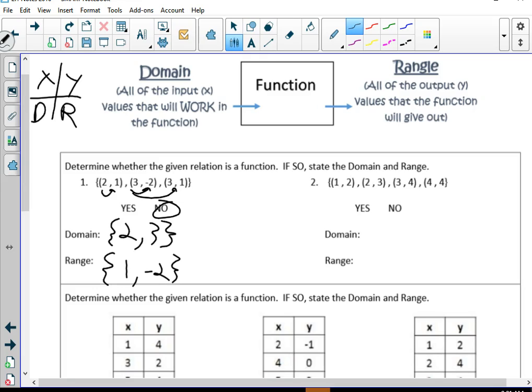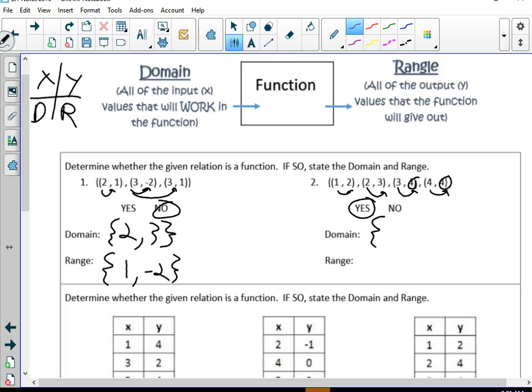Now, what's 1 going to give me? 2. Are there any other 1s here? No. What's 2 going to give me? 3. Are there any other 2s? No. What's 3 going to give me? Any other 3s there? No. What's 4 going to give me? 4. Now, do I have multiple 4s? Yes. Is there more than one way to get 7 in the calculator? Yeah, that's okay. So this is a yes.